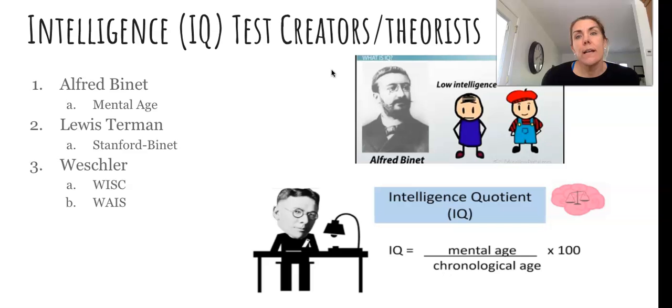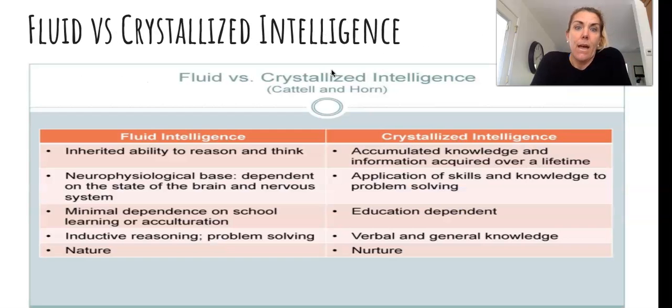So the adult intelligence test and then the children's intelligence test. And that kind of included this performance and this verbal component to it. Okay. And then we had Cattell, who created fluid versus crystallized intelligence.